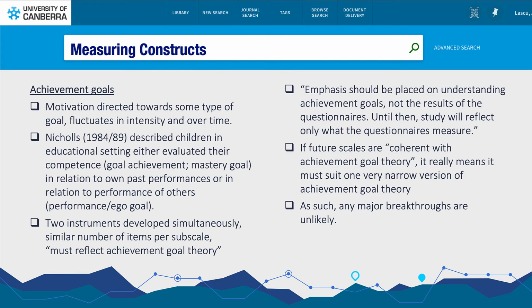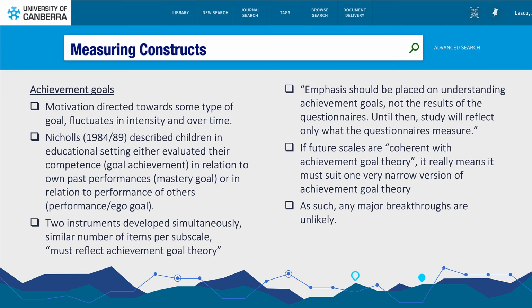On the other hand, if we look at something like achievement goals, motivation was believed to be directed towards some type of goal, and it fluctuates with intensity and over time. Nichols described children in educational settings by either evaluating their competence in relation to own past performances or performance of others. The first is known as a mastery goal, or the second as a performance or ego goal. To measure achievement goals, two instruments were developed simultaneously with a similar number of items per subscale. It had to reflect achievement goal theory.